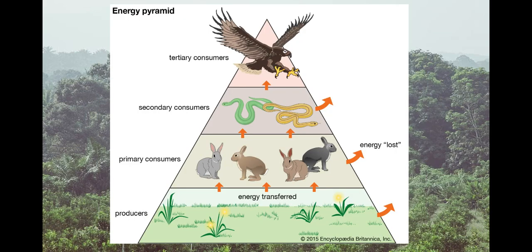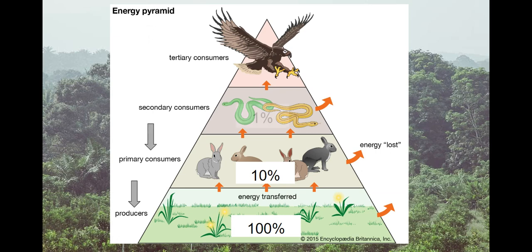This is the energy pyramid. At the bottom, we have the producers, which produce the energy for the energy pyramid from the sun. 10% of that energy then gets passed to the herbivores or primary consumers. Then 10% of that energy is passed to the secondary consumers. And then 10% of that energy is passed to the tertiary consumers.